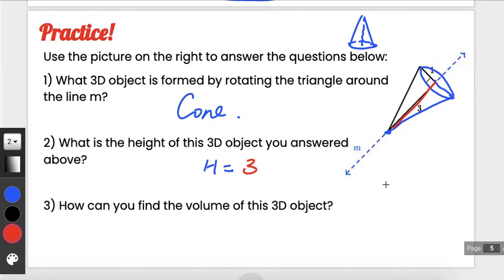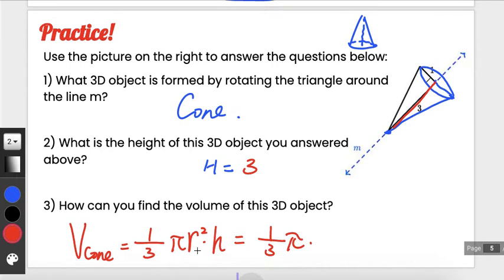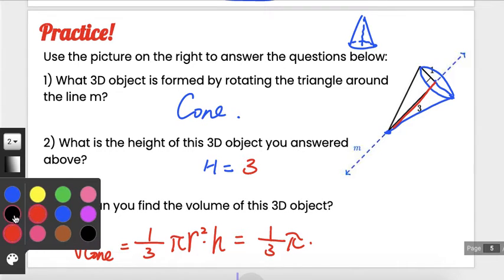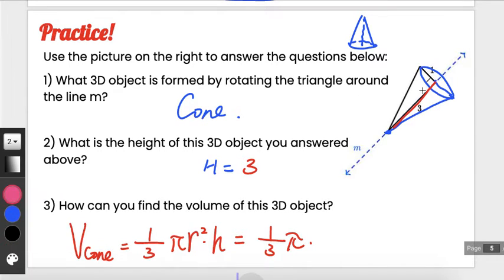Now the question asks us to find the volume of the 3D object. The very first thing is we know the volume of the cone is 1/3 pi r squared times h. All we need to do is plug in the values we know. First, do we know the radius? The radius is in the bottom. It's going to be this piece, right? So it's going to be 1 because this is a side of 1 here. So it's going to be 1 squared times the height we already know, which is 3.